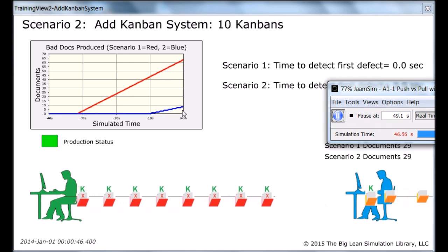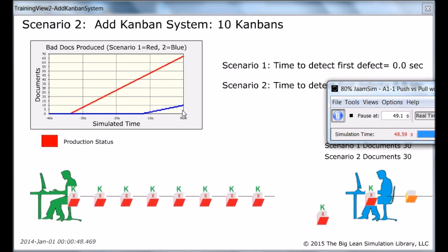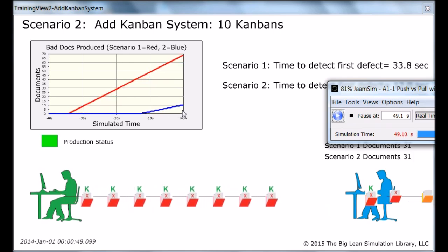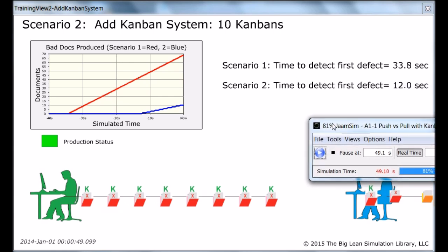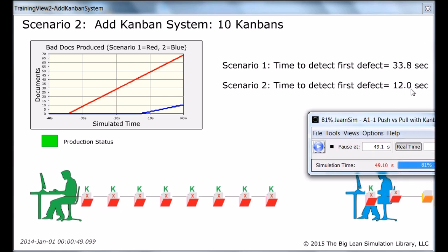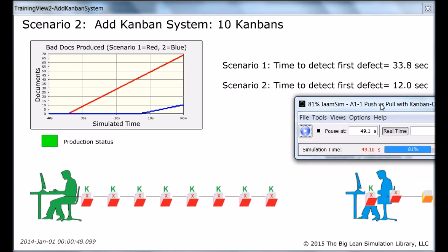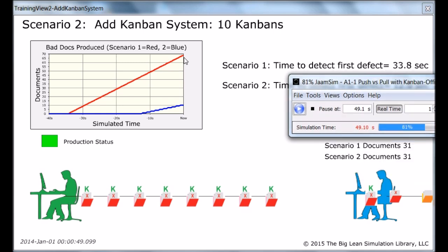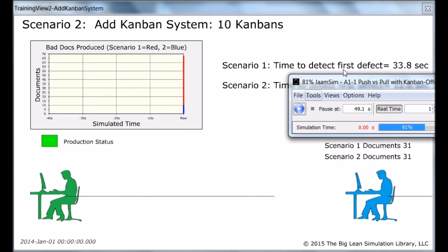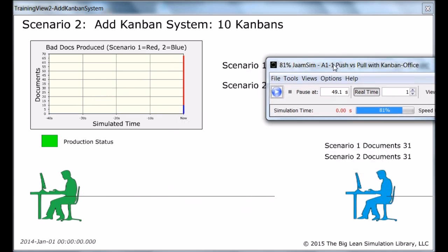Let's see how long it takes to find that. Okay, so there they found it. So it took 12 seconds to find it in the second scenario, whereas it took 33.8 seconds to find it in the first scenario. So instead of producing about 70 of these, we produced about 10. So a big, huge improvement. Because basically we were overproducing and ignoring the problem that we had.